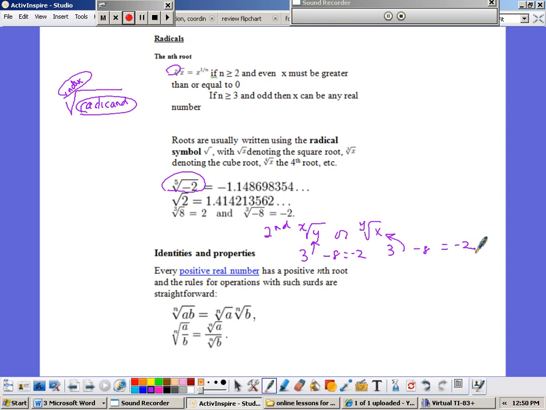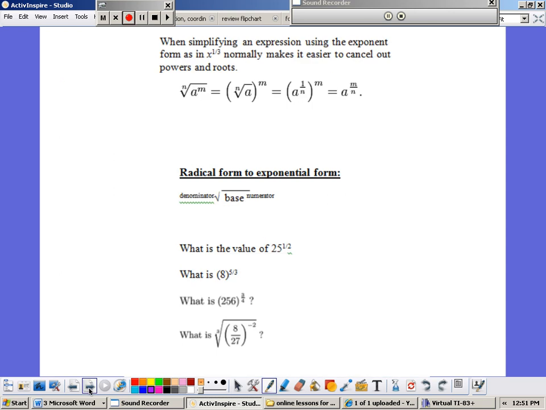Okay, the identity property. The identity property says that if I'm taking a root of a times b, I can split a and b into their separate radicals. And if I am taking a root of a divided by b, I can split them into their separate radicals. And it's important because I'm going to be using that. Okay, when simplifying an expression using the exponent form, as in x to the 1/3, normally it makes it easier to cancel out the powers and the roots.